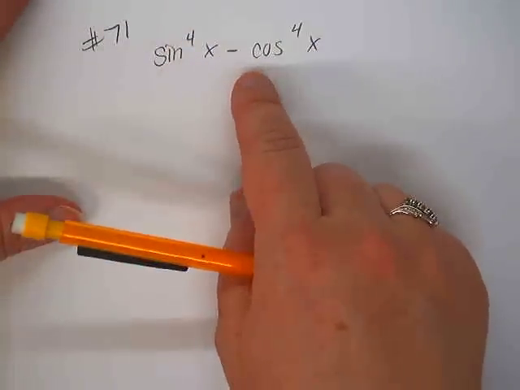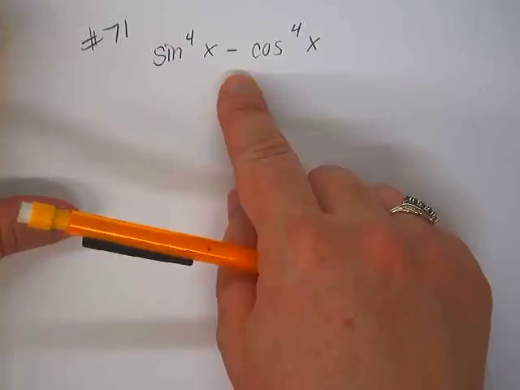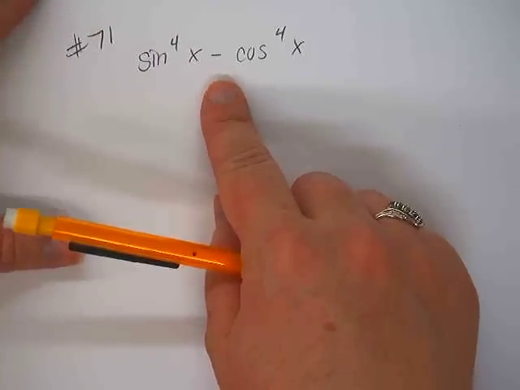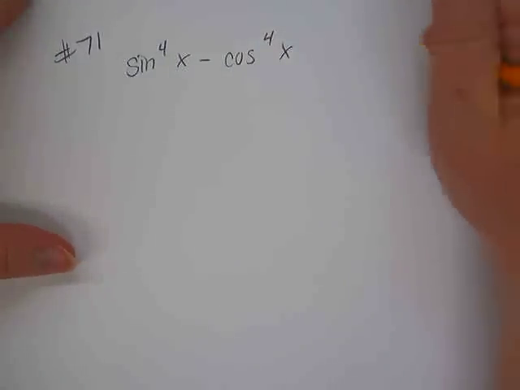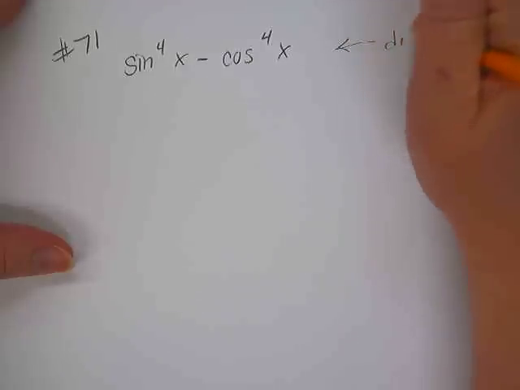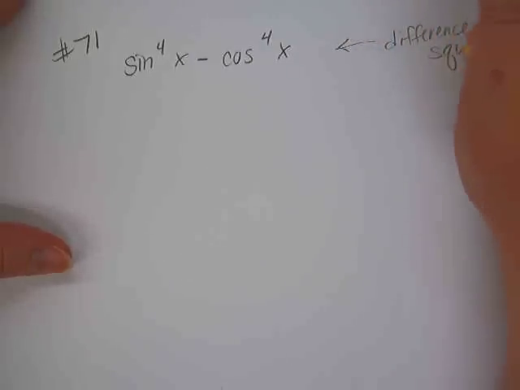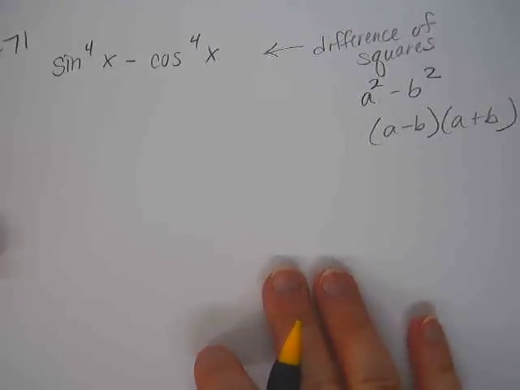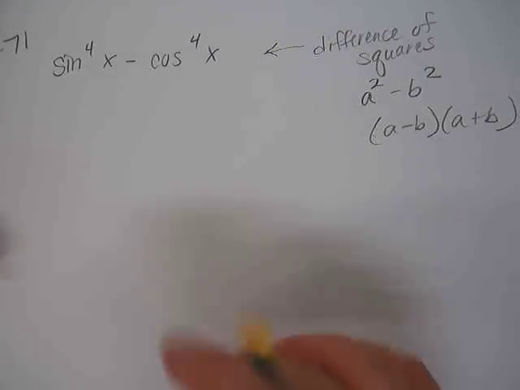This one you're supposed to recognize as a difference of squares. If you need to, rewrite it like this. So this thing is what we call a difference of squares. Think of it as a squared minus b squared is equal to a minus b times a plus b. Is that ringing a bell at all?